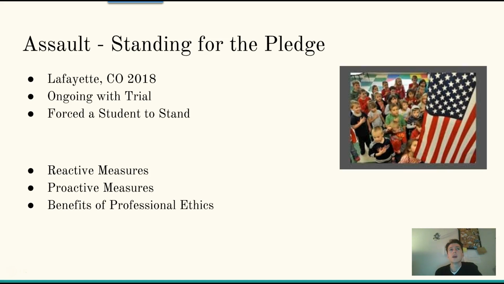So from what I read, essentially they were doing the Pledge of Allegiance. The student refused to stand. The teacher pulled the student up by their jacket and then actually removed him from the classroom. And that was the whole thing, right? Being forced to stand for the Pledge of Allegiance.